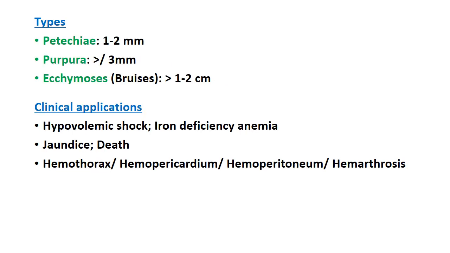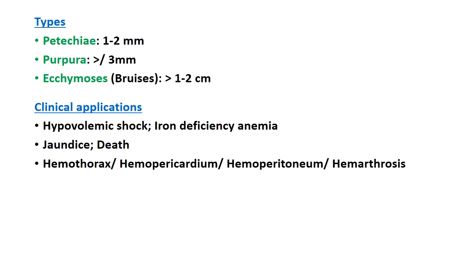Then, depending upon the size of hemorrhage, we have petechiae, purpura, and ecchymosis. Petechiae are the smallest hemorrhages, of 1 to 2 mm in size, and purpura are slightly larger than petechiae, of 3 mm or more in size, and the largest hemorrhages are ecchymosis, which are known as bruises. They are more than 1 to 2 centimeters in size. So as a whole, we have petechiae, purpura, and ecchymosis. Smallest are petechiae, which are considered pinpoint hemorrhages.